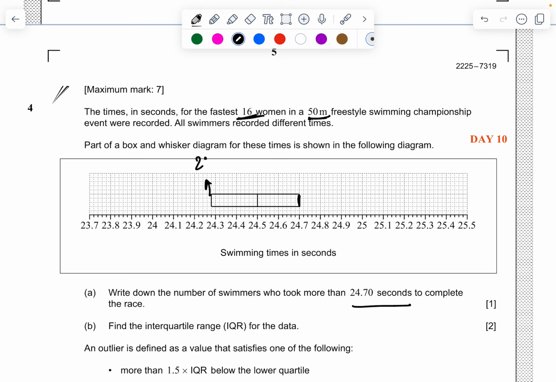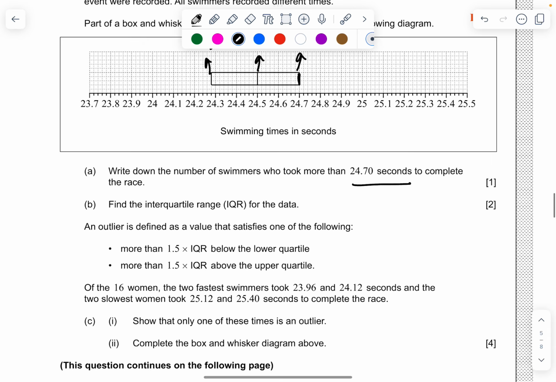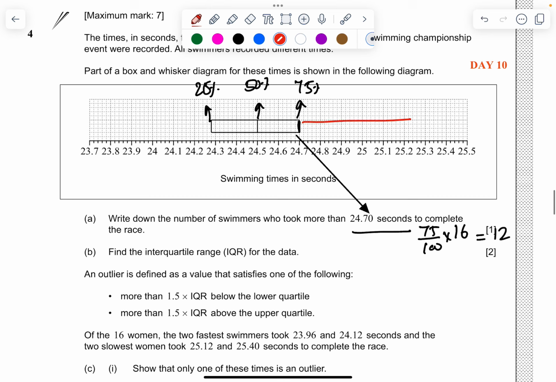So this is 25%, this is 50%, and this is 75%. So this area will be 75 upon 100 times 16, which is nothing but 12 members. The remaining 25% will be over here, which is nothing but the remaining 4 people. So the answer is going to be 4.